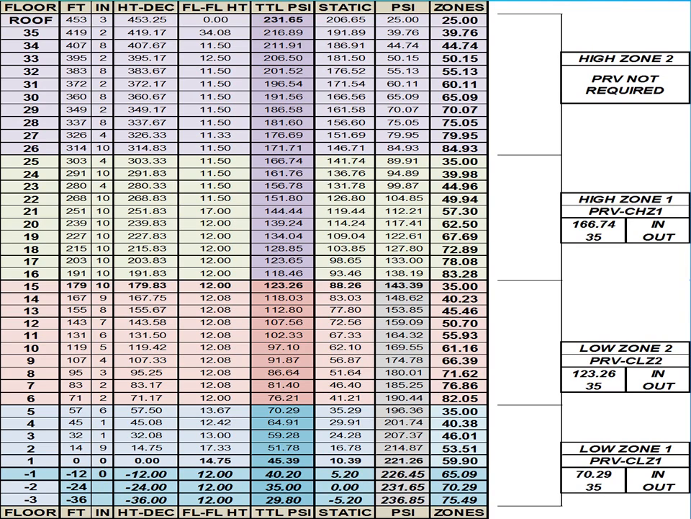So then we see the total PSI, what it would take if you had 29.80 at the bottom and you only had one zone: it would take 231.65 psi at the top. And we have the static based on our conditions where we have 0 at the basement 2 level, and then PSI for each zone, or PSI if you were feeding down, and then we have the zones, how we broke them up.